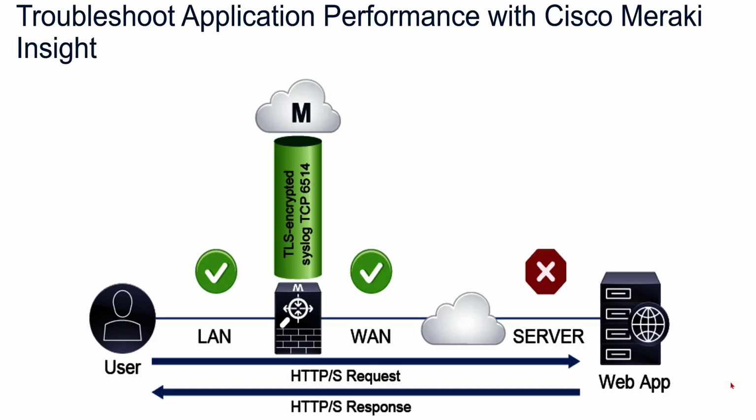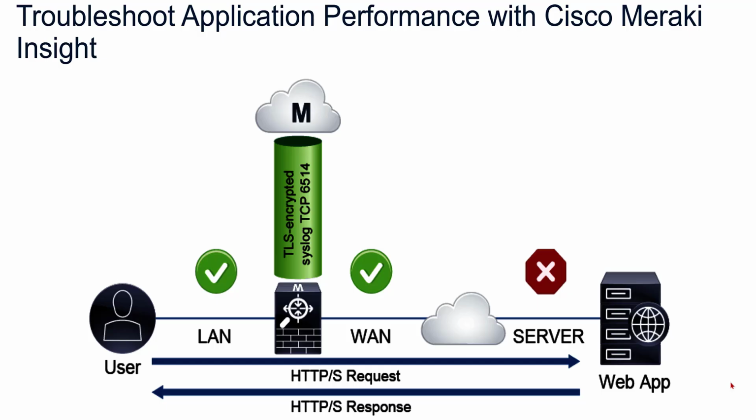All right? Cisco Meraki Insight is designed to answer a very important question, which is, where is the problem? Is it the client? Is it the LAN? Is it the WAN? Or is it an application server? If we don't have that visibility, we're basically just guessing. A critical concept to this is end-to-end visibility.